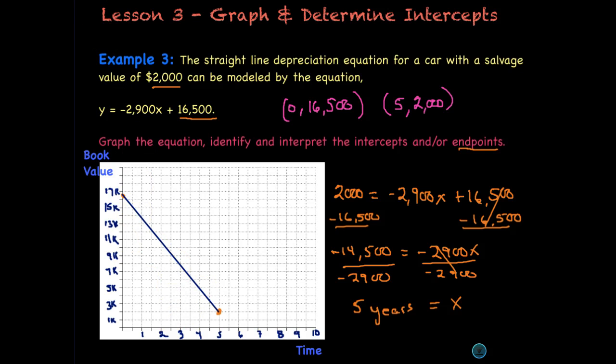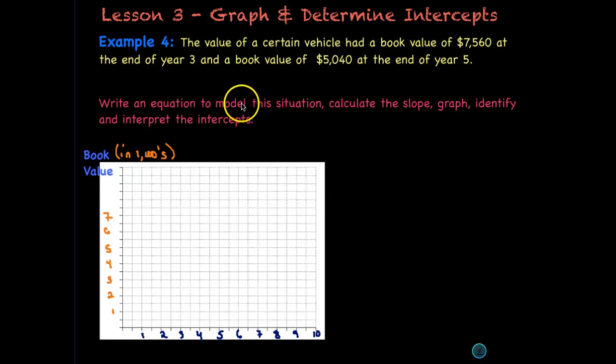All right, great. We have one more example to complete. Example 4. The value of a certain vehicle had a book value of $7,560 at the end of year 3 and a book value of $5,040 at the end of year 5. We want to write an equation to model this situation. We want to calculate the slope, graph, identify, and interpret the intercepts. So we want to do everything.